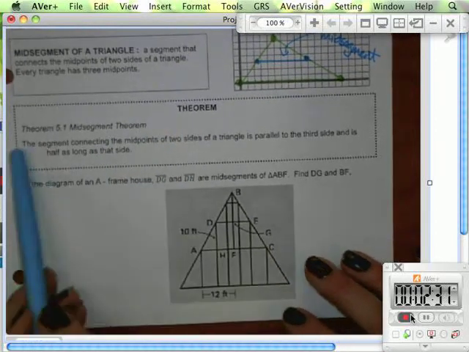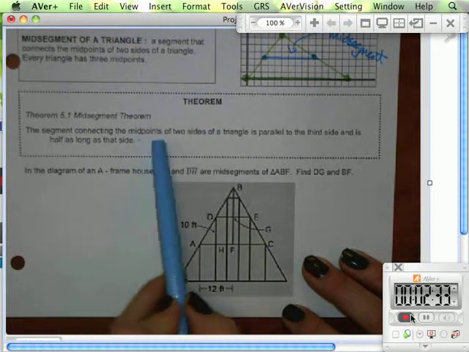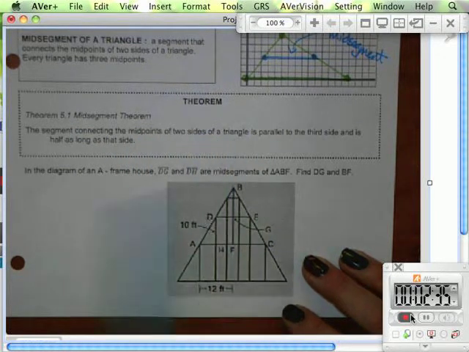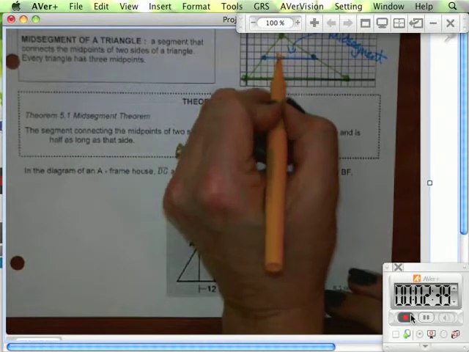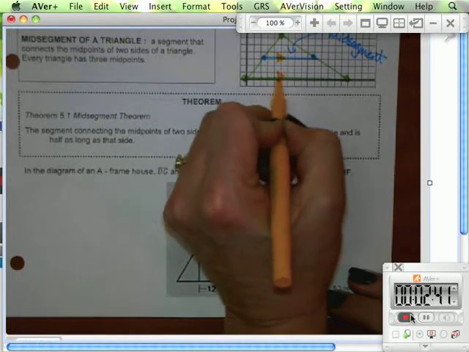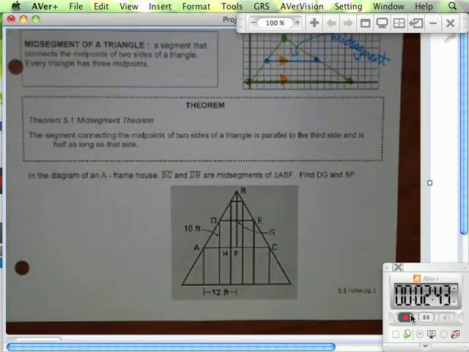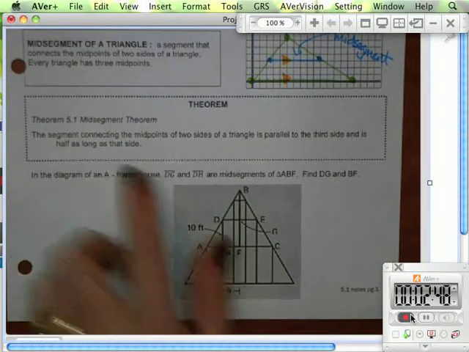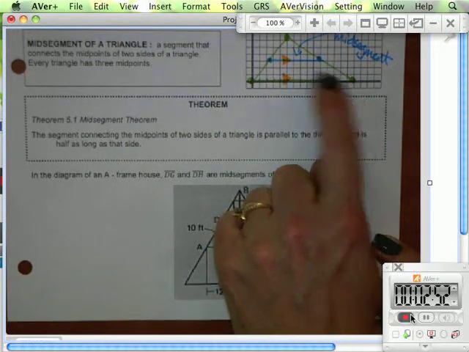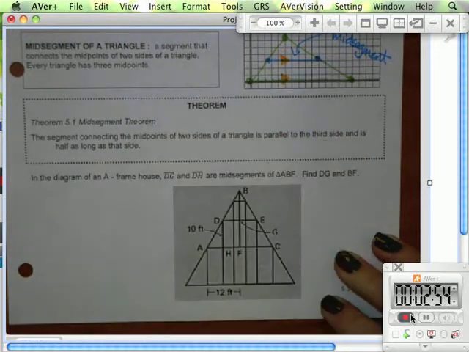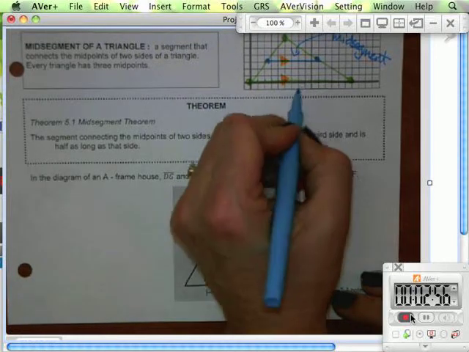It says the segment connecting the midpoints of 2 sides of a triangle is parallel to the third side. So I'm going to draw my little parallel things. The mid-segment is always parallel to the third side, and is half as long as that side. So if we counted this out to be 14, how long is that? 7. Yeah, okay. So these are all things we got to keep in mind.